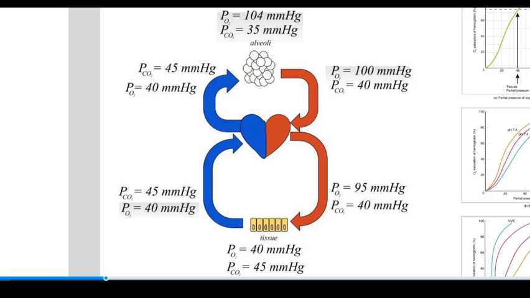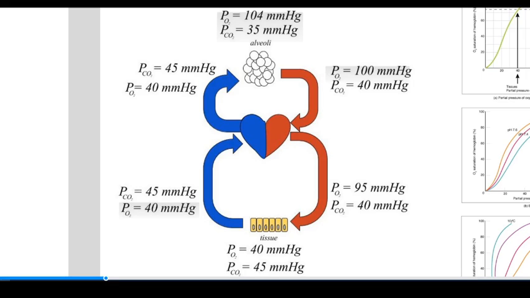Now, in this figure, I have highlighted 4 of the partial pressures, which are referred to directly in the book. The partial pressure of oxygen in the alveoli, partial pressure of carbon dioxide in the alveoli, the partial pressure of oxygen in the blood of the lungs, and the partial pressure of oxygen in the blood near the tissues.